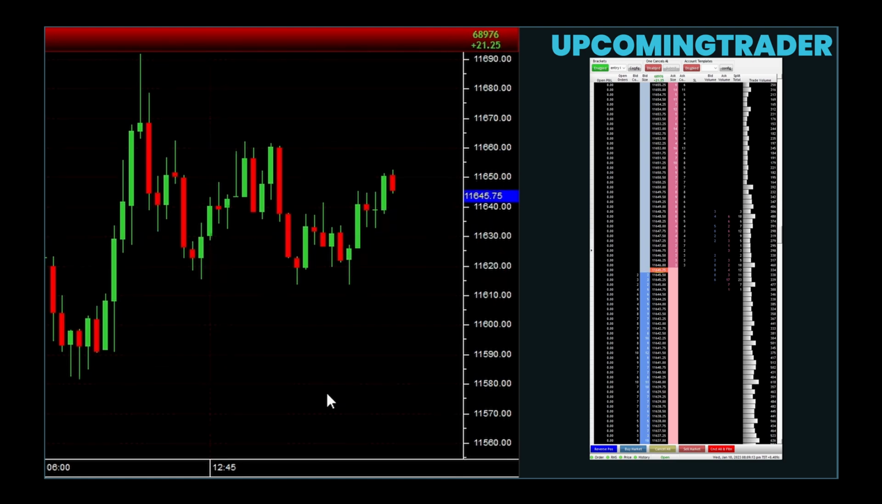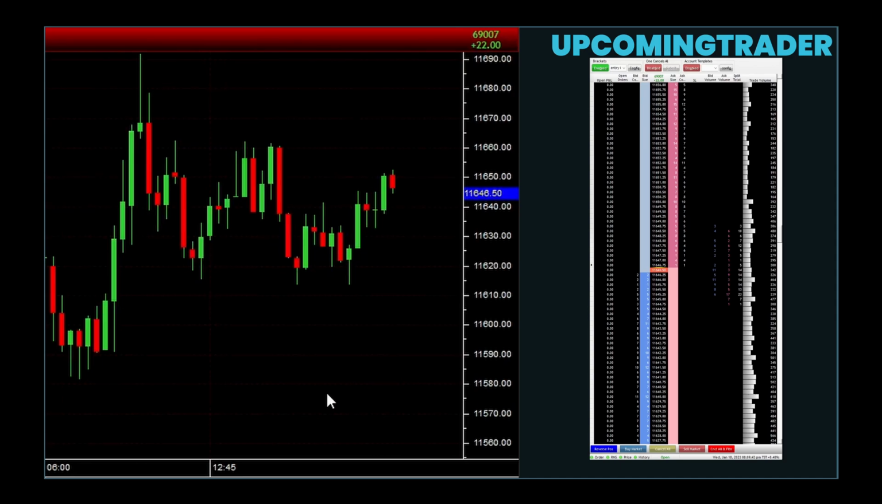Triangles come in 3 types: ascending, descending, and symmetrical. An ascending triangle shows higher lows, meaning buyers are pushing the price up, and it is usually a bullish pattern. A descending triangle shows lower highs, where sellers are pushing the price down, often indicating bearish sentiment. A symmetrical triangle means the price is squeezing into a tighter range, and it can break out in either direction.